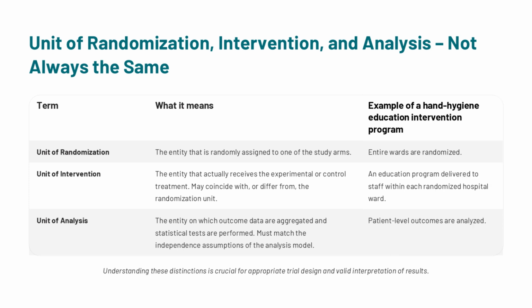Take this hand hygiene program example. The randomization happens at the ward level. Whole hospital wards are assigned to either the intervention or control group. The intervention itself is delivered to the staff within those wards. But the outcomes, like infection rates, are measured at the patient level. This is a common and valid setup. However, it only works if the trial design includes appropriate administrative and ethical approvals at each level, such as institutional, ward, staff, and patient. These approvals are needed for randomization, involvement, and data collection. And then, the analysis must account for clustering.